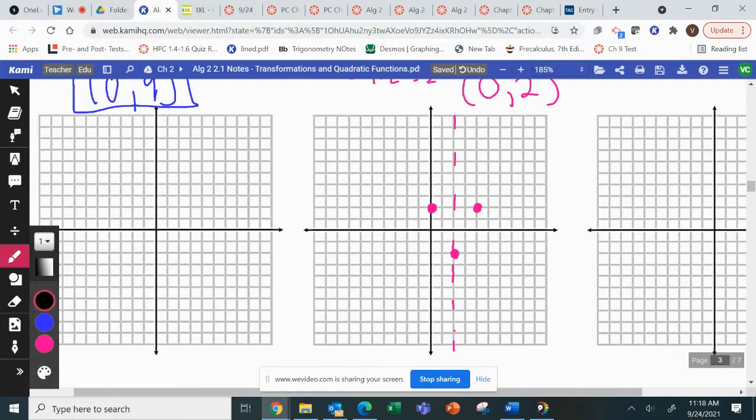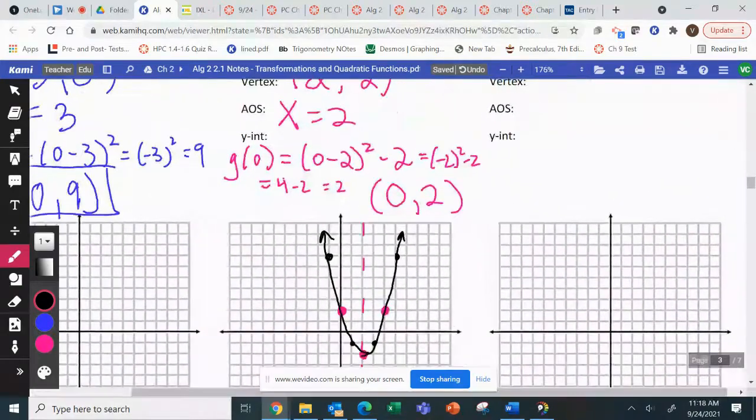So what I do a lot of times is ask, is there a stretch or a shrink in front of this guy? No, and it opens up because there's not a negative sign. So this is the parent function, just moved. Because we spent all that time learning the pattern, here I am finding more points because I know the parent function. For real though, I'm trying to make it as easy as I can on you. Okay. So let's do this one.